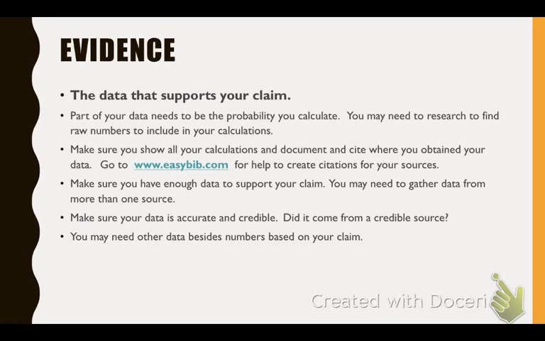Also, make sure that your data is accurate and credible. Is the source where you're getting this data a credible source? Well, in this particular one of the Missouri Lottery, I think I'm going to go to the Missouri Lottery site itself and look at the numbers that they give me there. And you may need other data besides numbers, based on your claim. Like in the claim that I just made, I'm going to have to go out and find the tenets of each of those religions about gambling or games of chance.